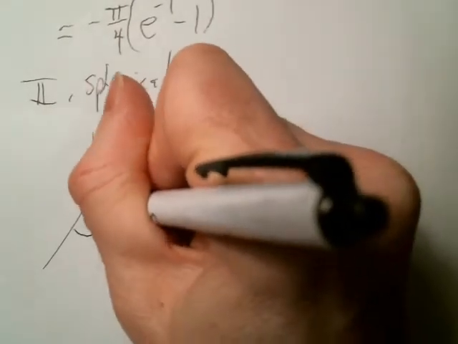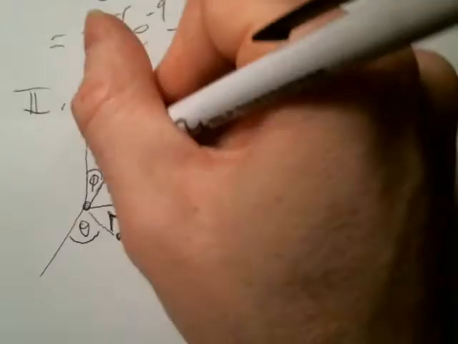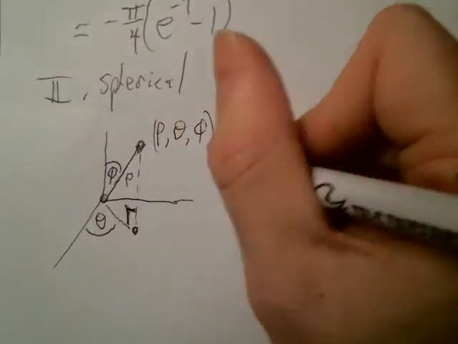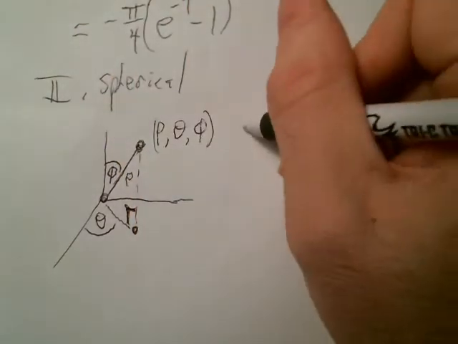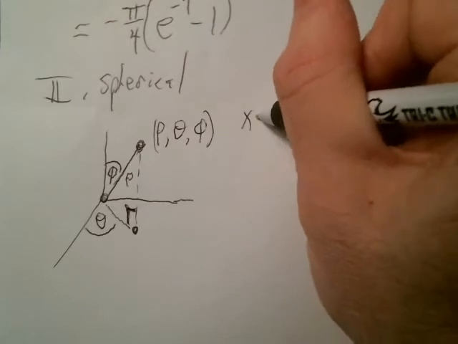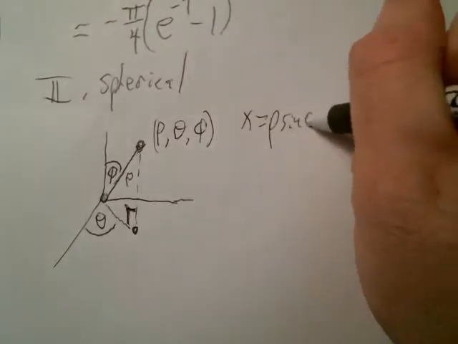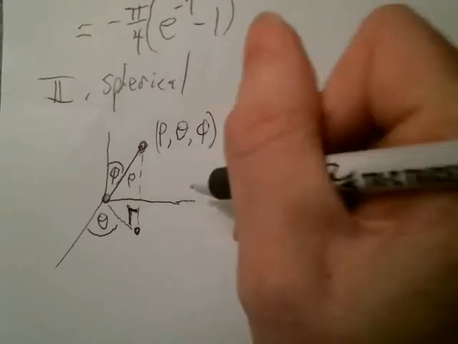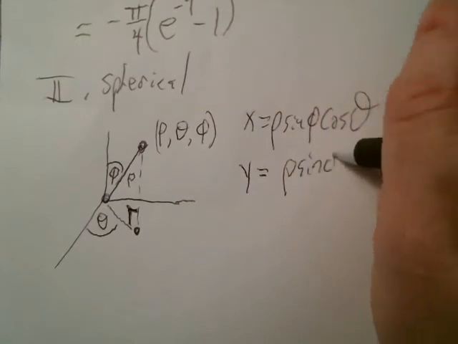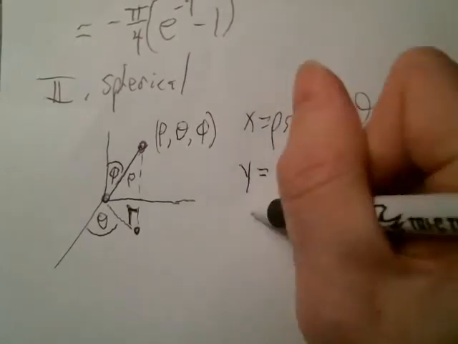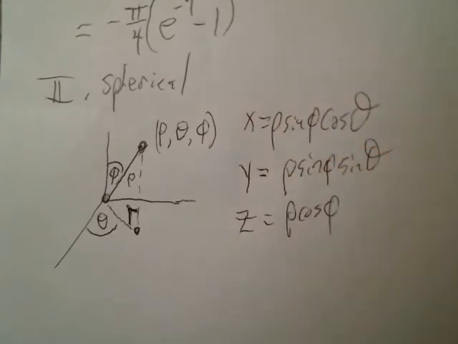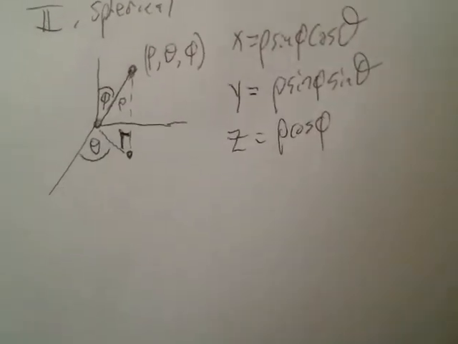And then this here is a right triangle. So you can use all kinds of stuff from your cylindrical coordinate system to figure out the conversion formulas, if you want to go through that again. But long story short, x will be rho sine phi cosine theta. Y will be rho sine phi sine theta. And then z will be rho cosine phi. Okay. So the substitution here is a little more complicated.